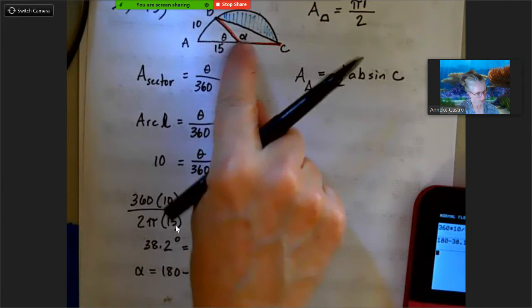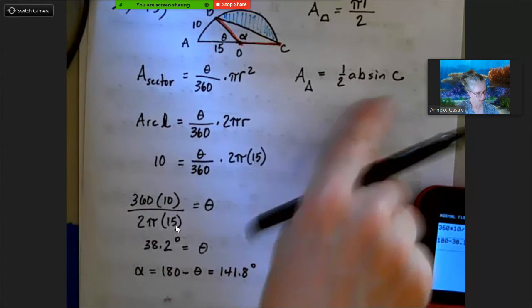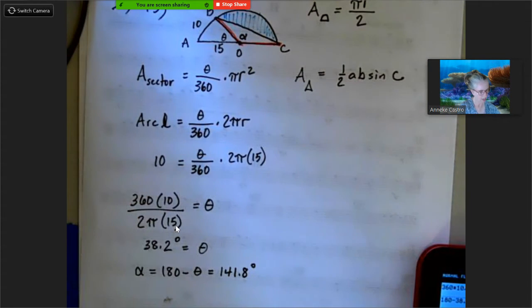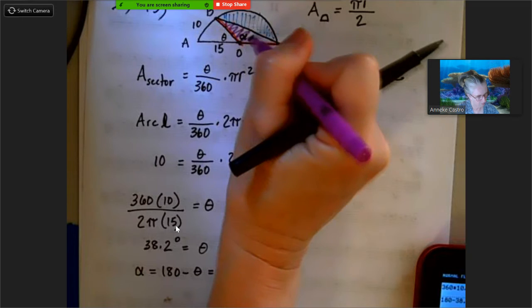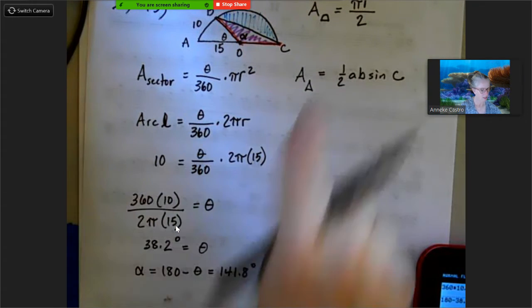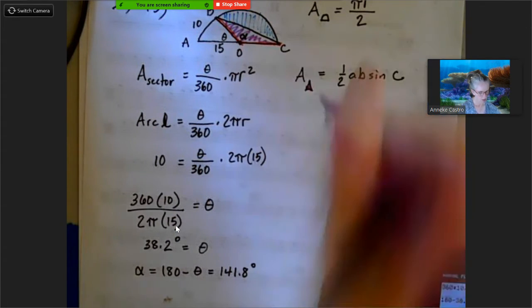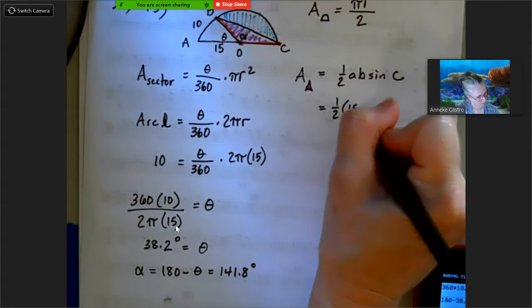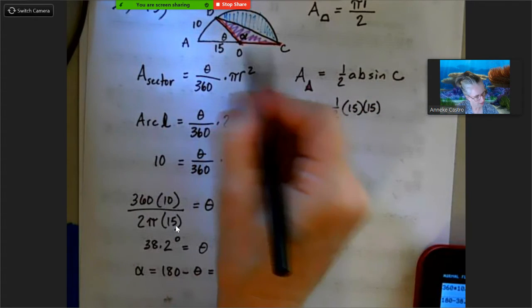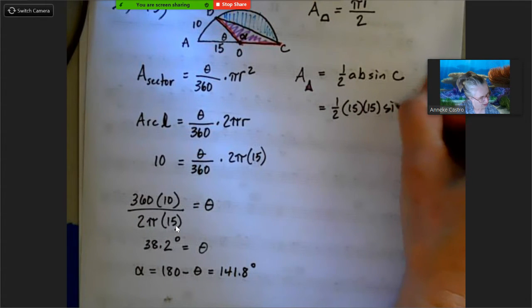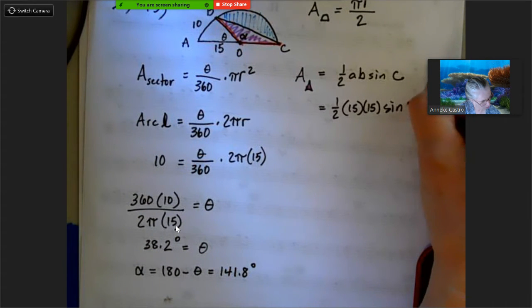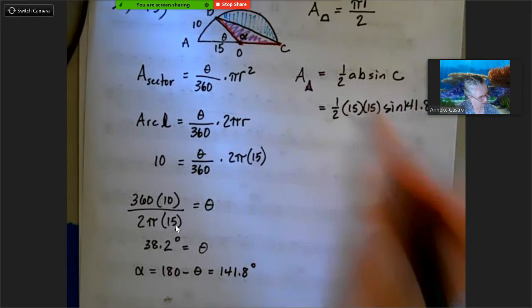Okay, so now we're set up to do all of these areas. First of all, I'll do the area of the triangle because I have it handy right here. So this is going to be the area of this triangle. I'll go ahead and highlight it, this one right here. That is going to be this formula. So I'm going to have 1/2 times 15 times 15, because these are both radii, times sine of C, which here is actually alpha, and alpha is 141.8 degrees.